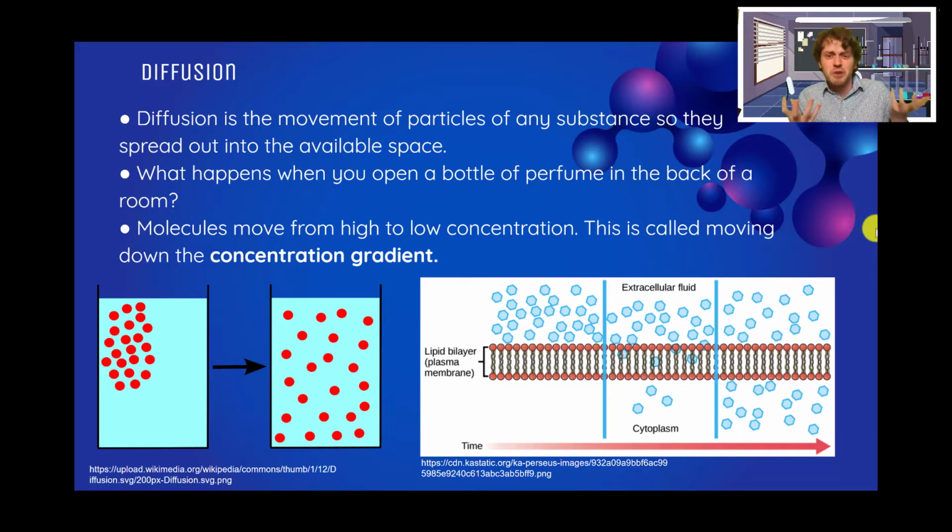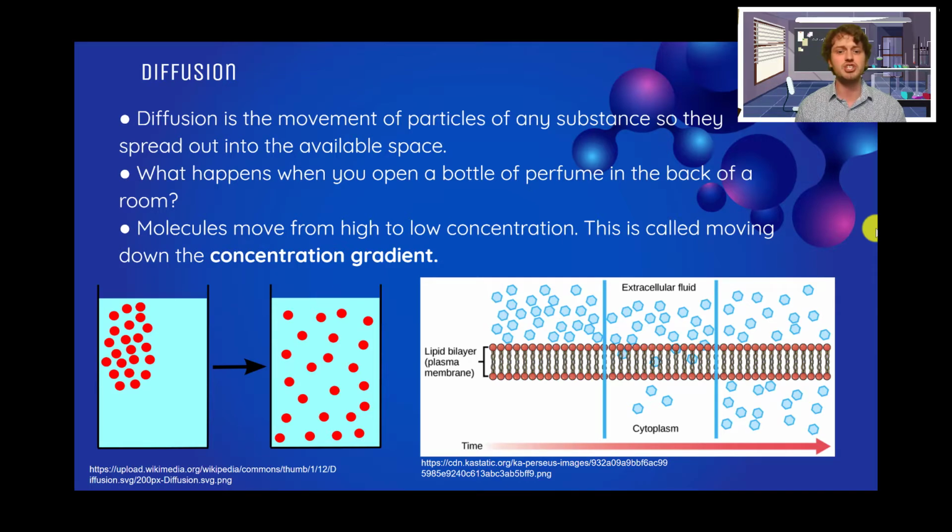So that's what we're going to really be talking about a lot in biology, and really when we get to chemistry as well: molecules are going to move from areas of high concentration to areas of low concentration. Okay, and this is called moving down the concentration gradient. So, down the concentration gradient.